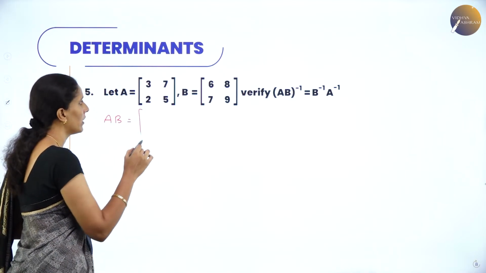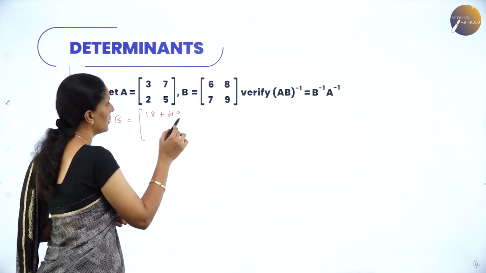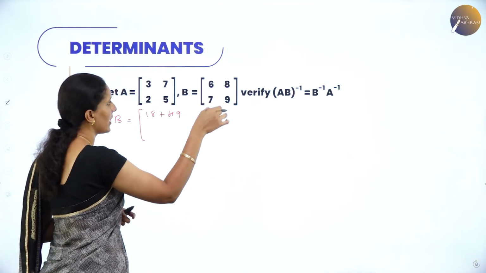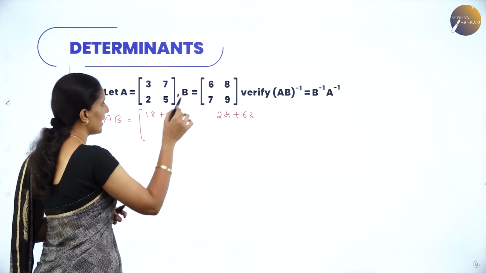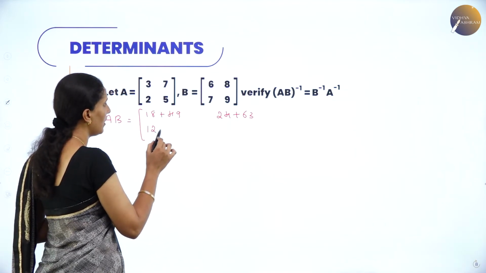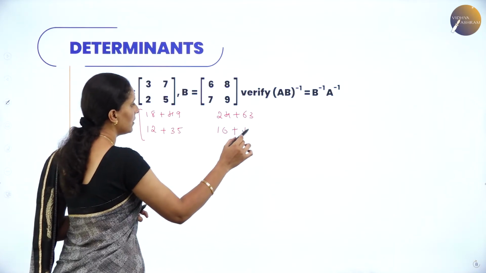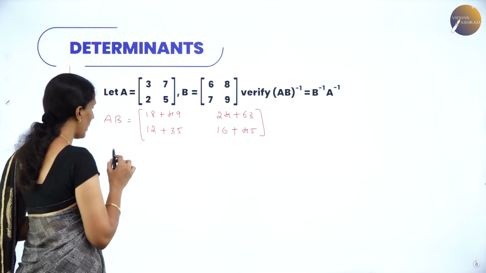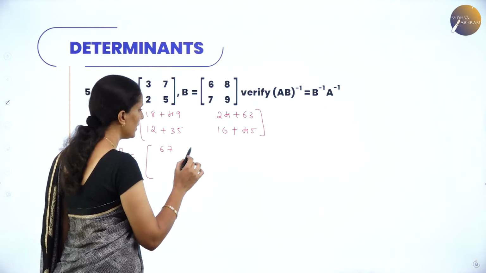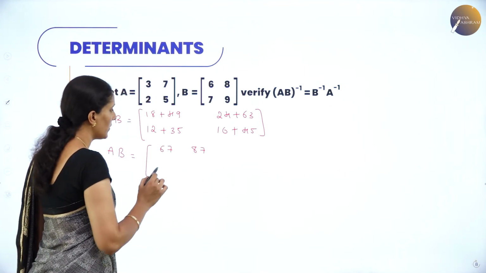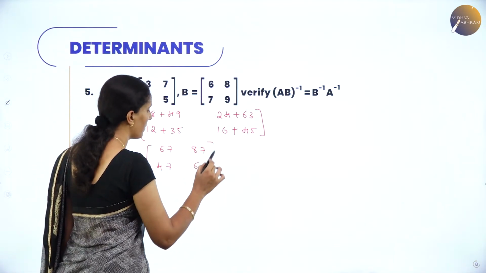So now 3 6s are 18, 7 7s are 49. First row, first column. Next is first row, second column. 3 8s are 24, 9 7s are 63. Next second row, first column. 2 6s are 12, 5 7s are 35. 2 8s are 16, 5 9s are 45. So therefore AB becomes 67 and here it is 87. So here it is 47 and here it is 61.